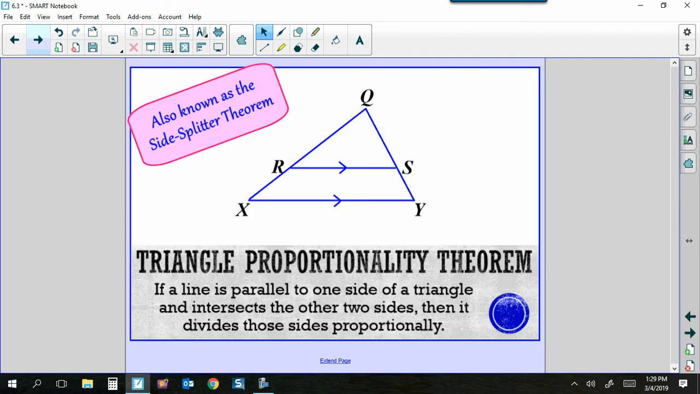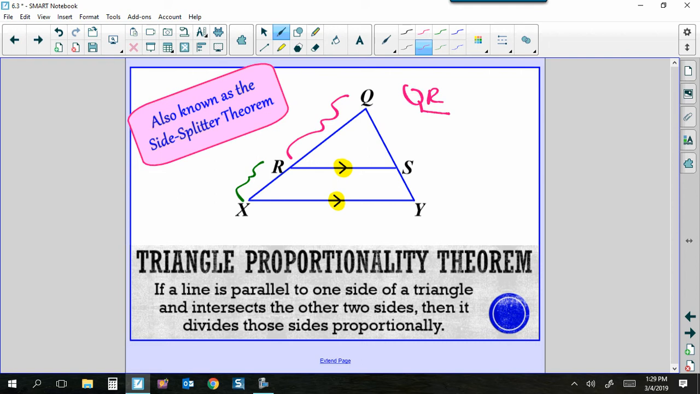The first thing we're going to look at is the triangle proportionality theorem, which states that if you have a line parallel to one side of a triangle, which you can see right here, we are giving you that our two sides are divided proportionally. So looking here, you can see that we have side QR being split by R, making RX. So we can make a ratio stating QR over RX, and that's going to be equal to, over here on the other side, QS and SY.